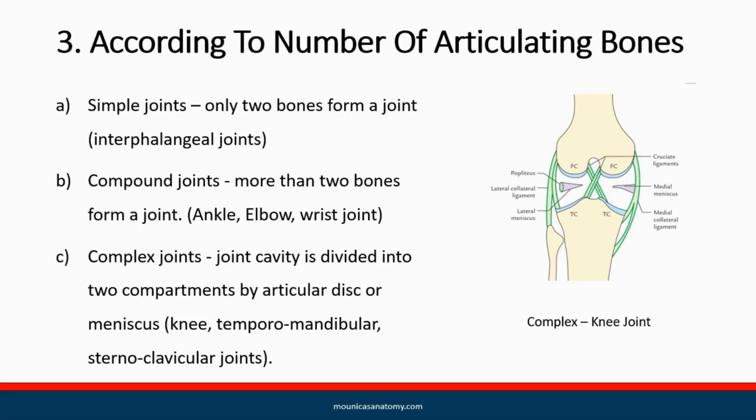According to number of articulating bones: simple joints, compound joints, and complex joints, where the joint cavity is divided by an articular disc or meniscus. Example, knee joint.